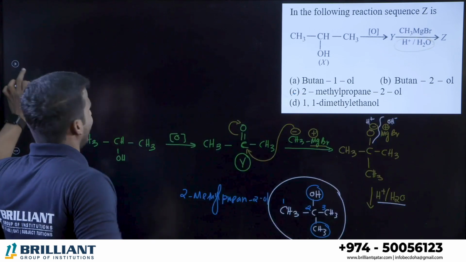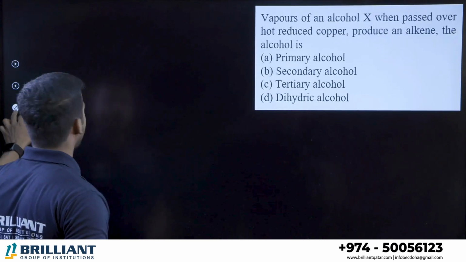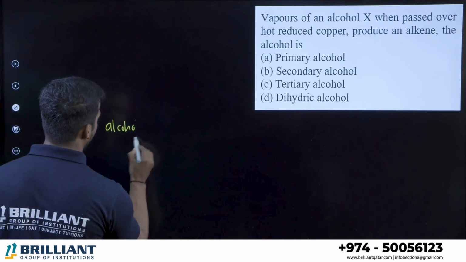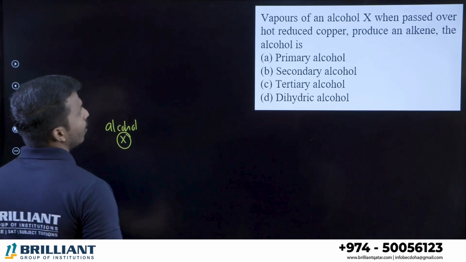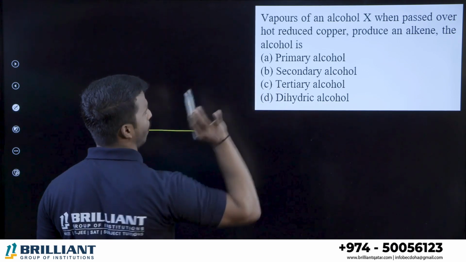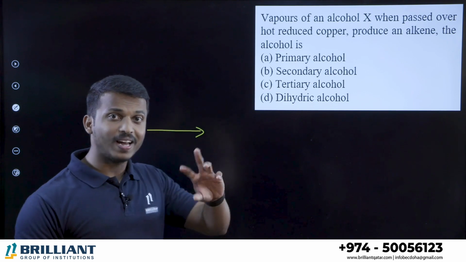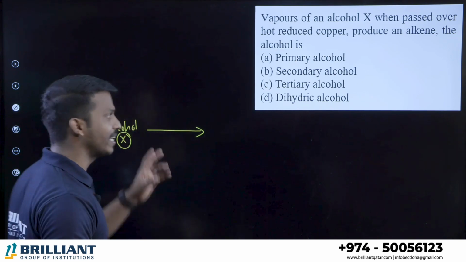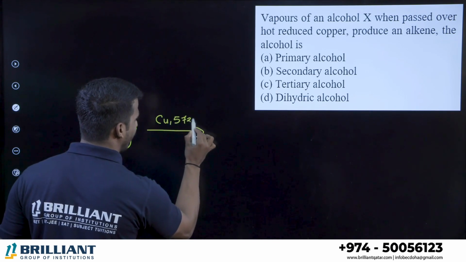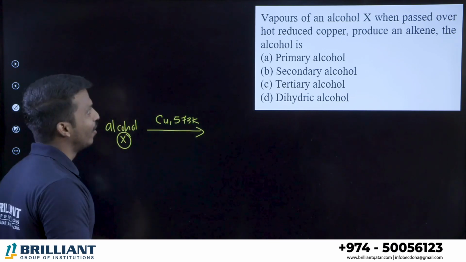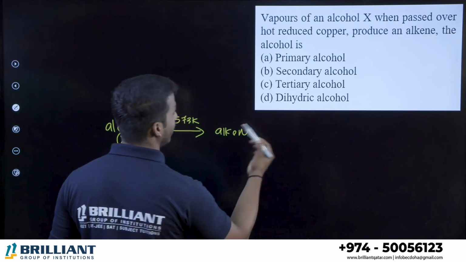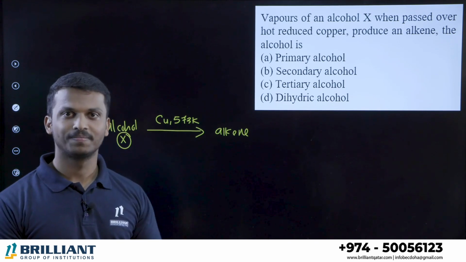Okay. Next question. Vapors of an alcohol X, so they have given an alcohol X, when passed over hot reduced copper. Hot reduced copper. We studied, no? It is an oxidizing agent. Copper at 573 Kelvin. This is the indirect meaning. It produces an alkene. What is the alcohol?